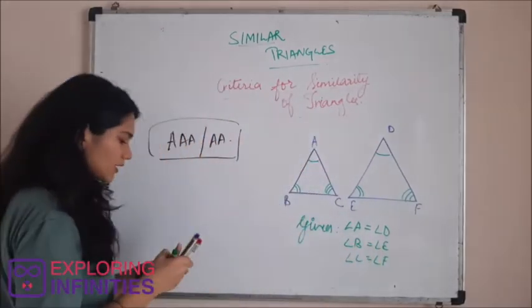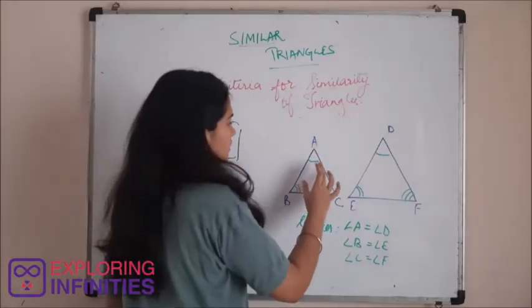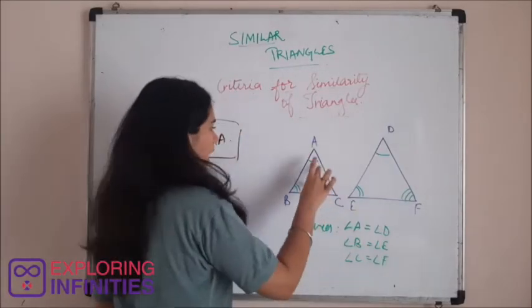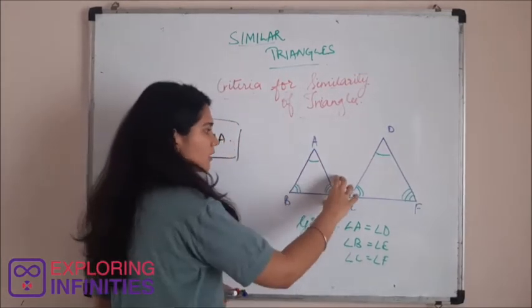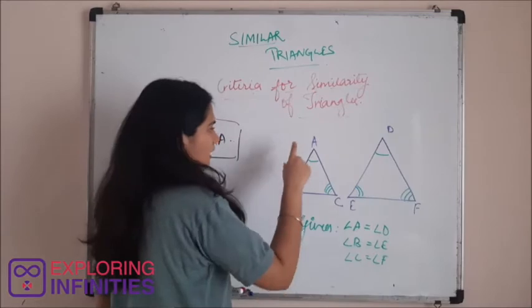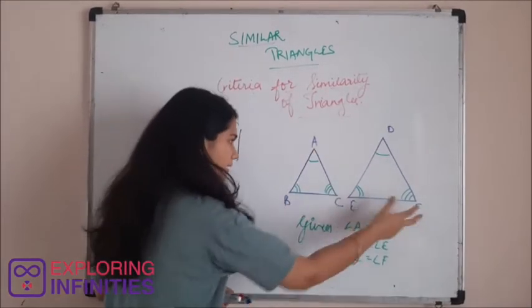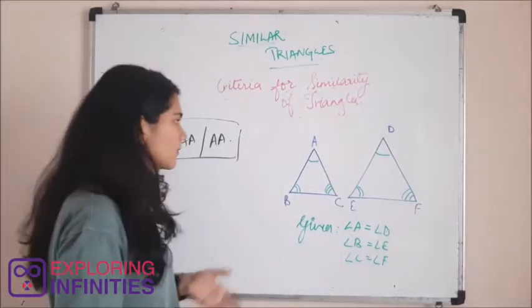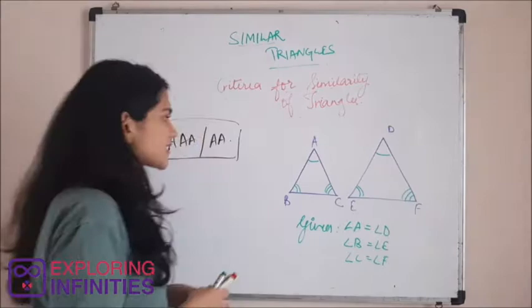Now, why do we call this the AA criteria instead of the AAA criteria? In a triangle, if you are given two angles and you know that these two angles are equal, then the third angle would also be the same. If you subtract the sum of these two angles from 180, then the answer would be the same. So angle C would be equal to F. So the AAA and AA criteria are the same.